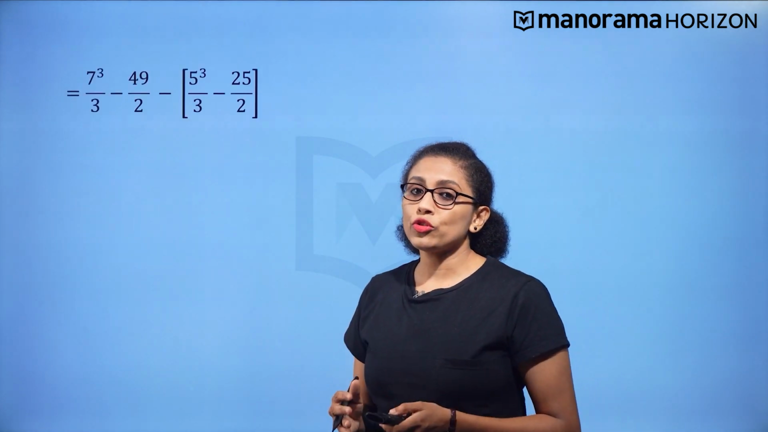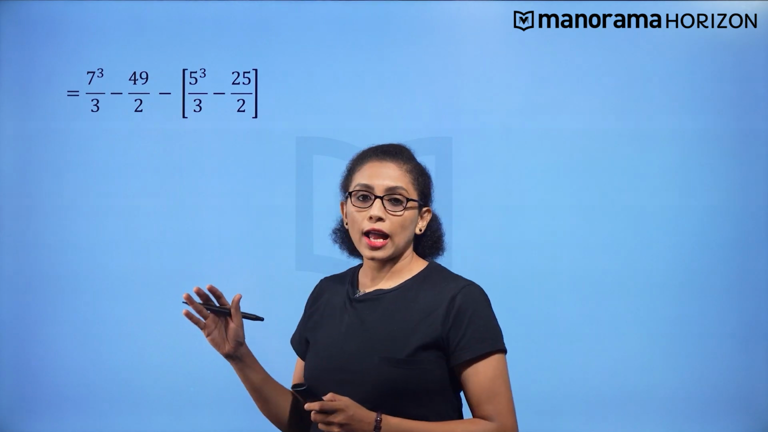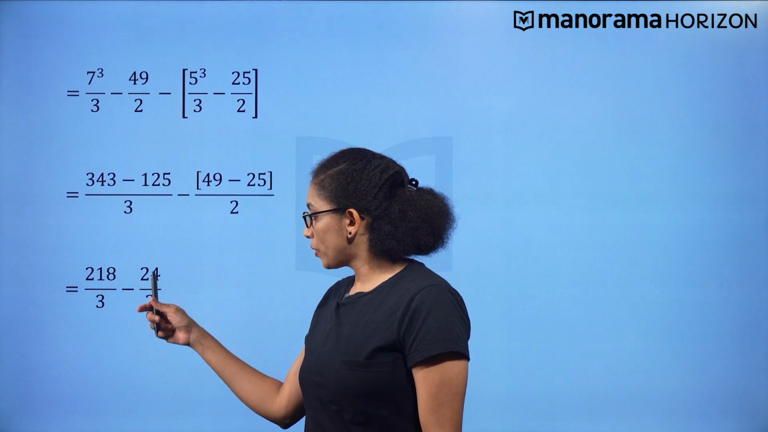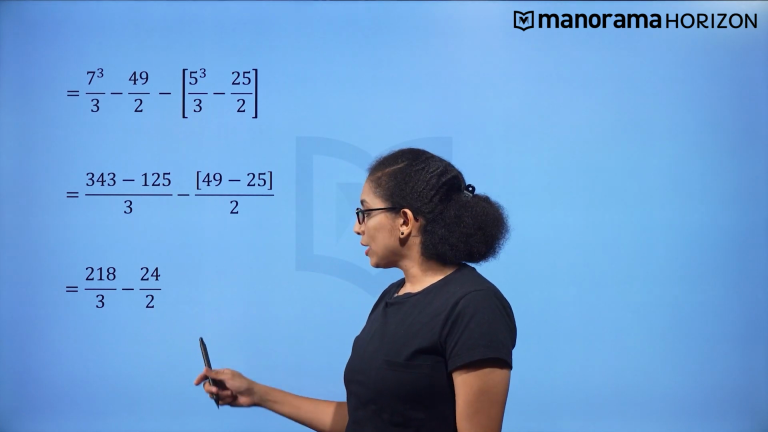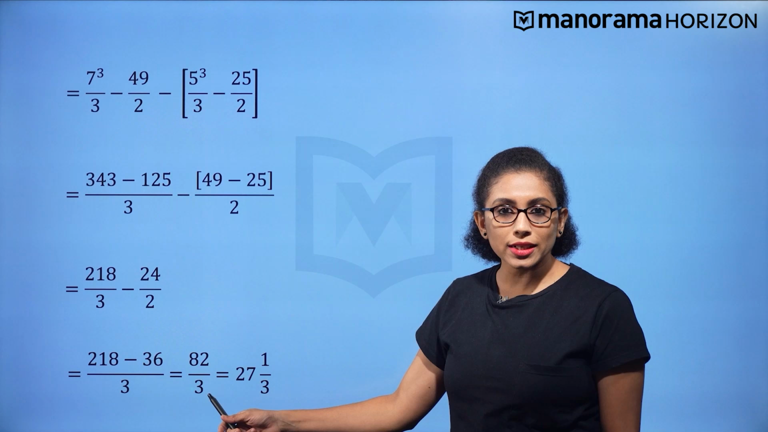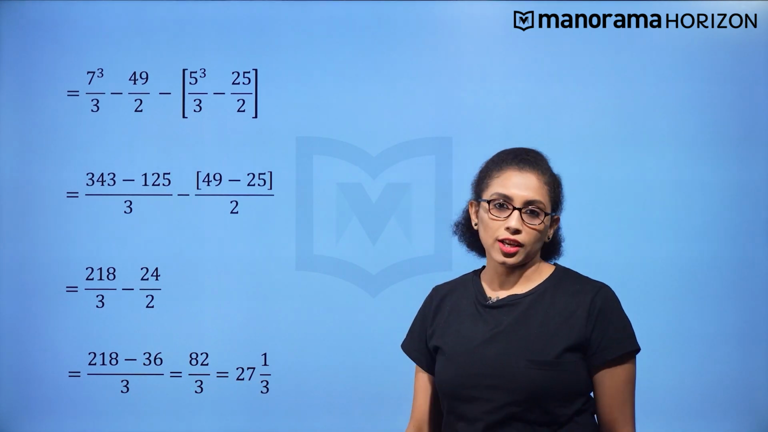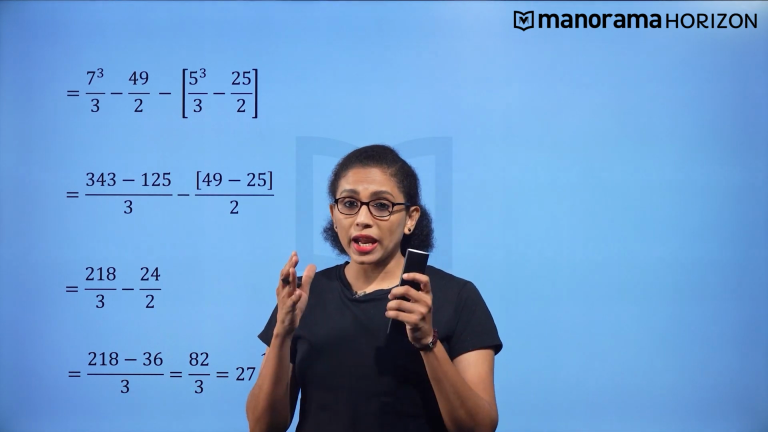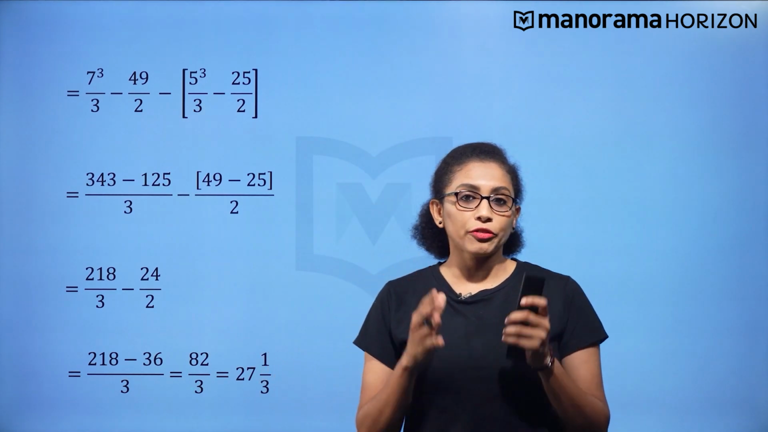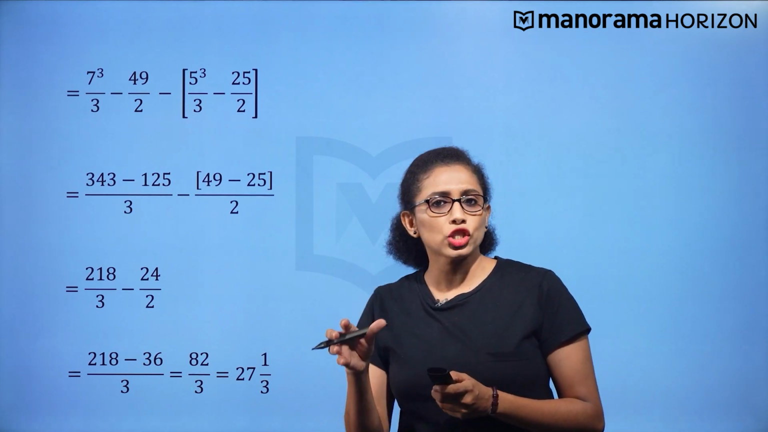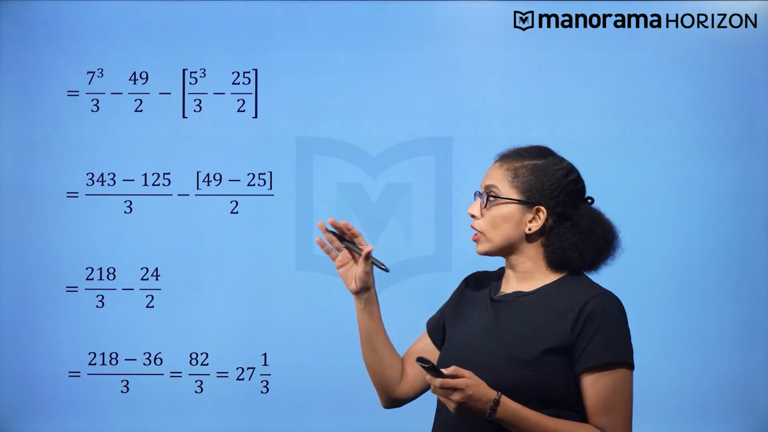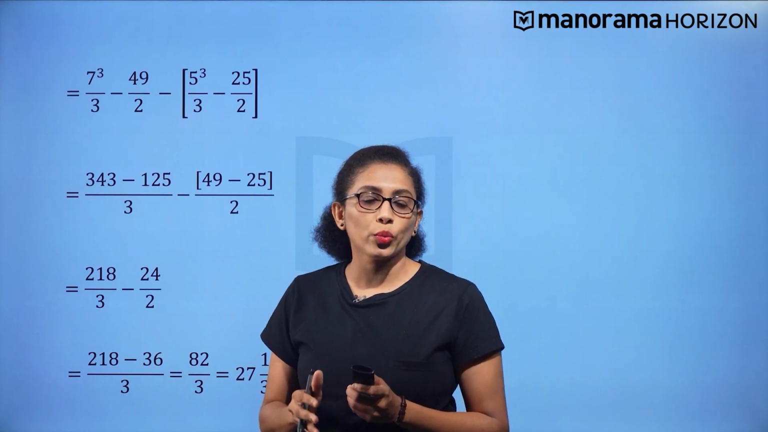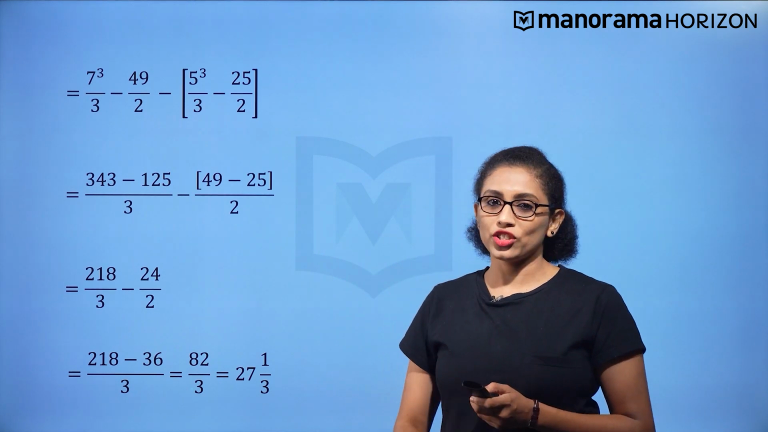Now we have to apply the upper and the lower limit, and we get 218 by 3 minus 24 by 2. And on solving, again, we get the final answer as 82 by 3, which is nothing but 27 1 by 3. Thus, we have seen the main operation in evaluating the definite integral is that of finding a function whose derivative is the equation to be integrated. And this process strengthened the relationship between integration and differentiation.